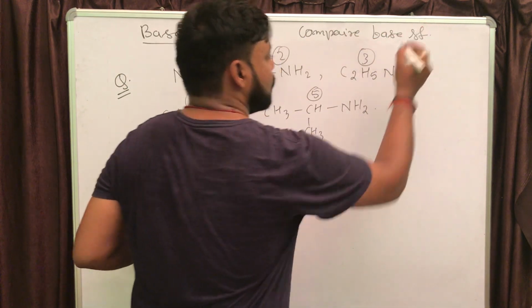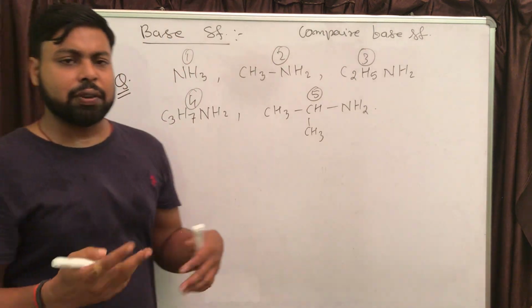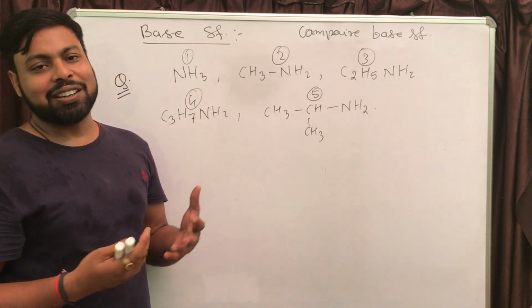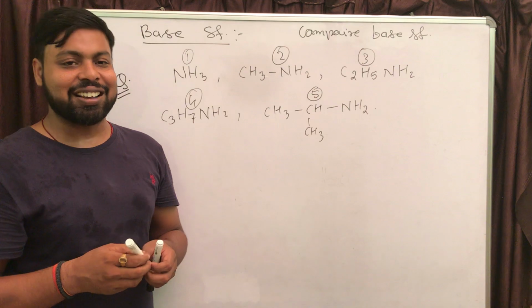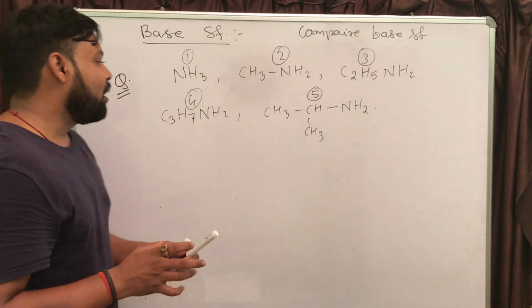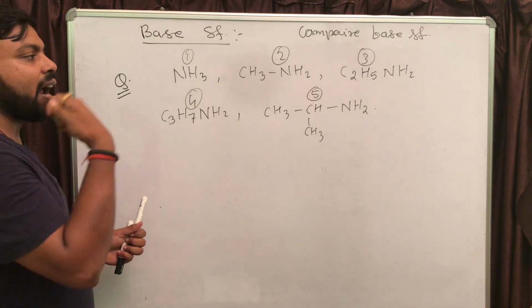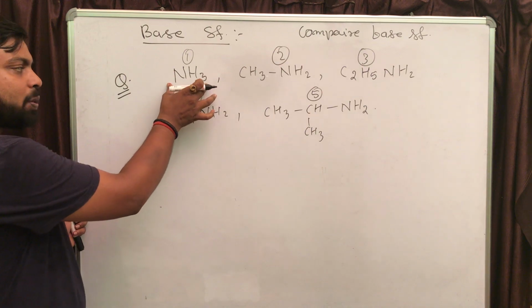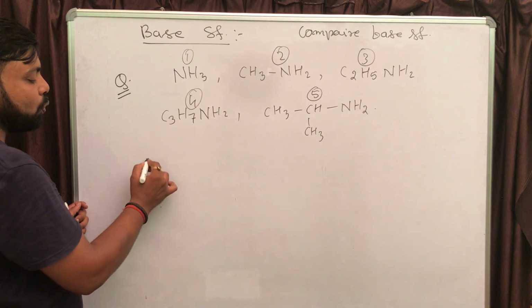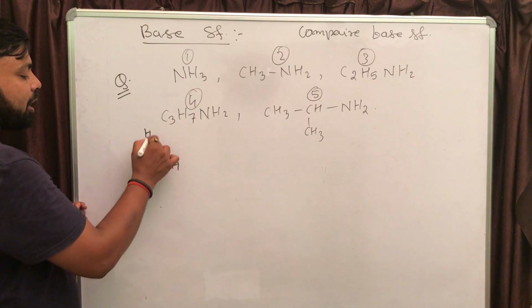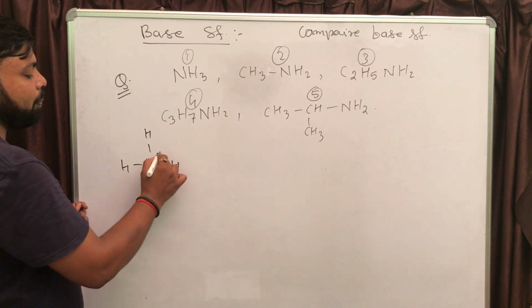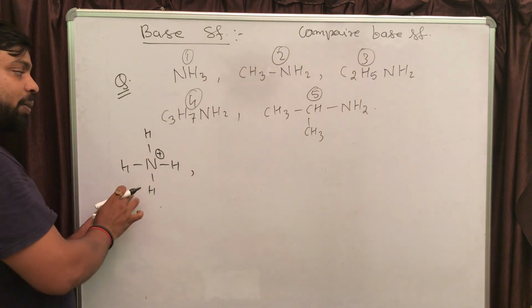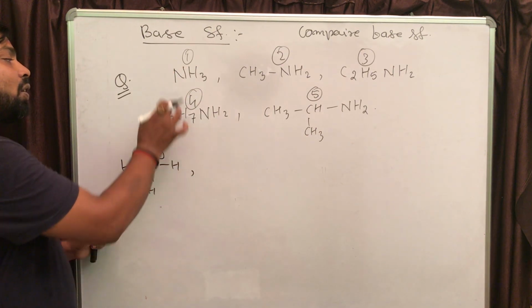If it is asked to compare base strength, then what we are going to do is very similar to the process that we were doing in acidic strength. We are going to write the conjugate acid, and then we'll use the last statement, more is the stability of conjugate acid, stronger is the parent base. So to write the conjugate acid, we have to add H plus in each and every base that we have. If you add H plus in ammonia, it will become NH4 plus, right? Four hydrogens will attach with the nitrogen, and there will be a positive charge on nitrogen. This is the conjugate acid of the first base.